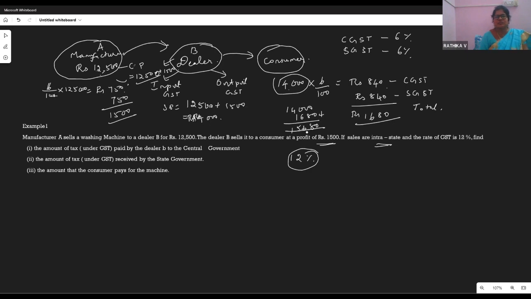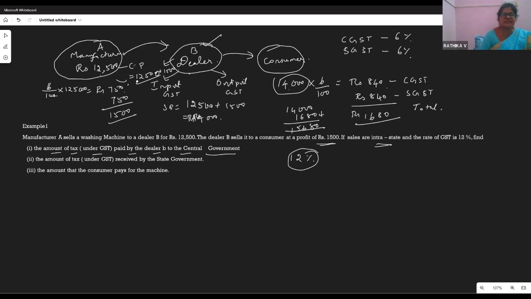So 15,000 rupees, 15,680. First we have to calculate all these, and now we can come to the questions. The first question: the amount of tax, the GST, paid by dealer B to the central government. Dealer B is taking input and output. So how much will the dealer actually be paying? Can anyone calculate and say how much?